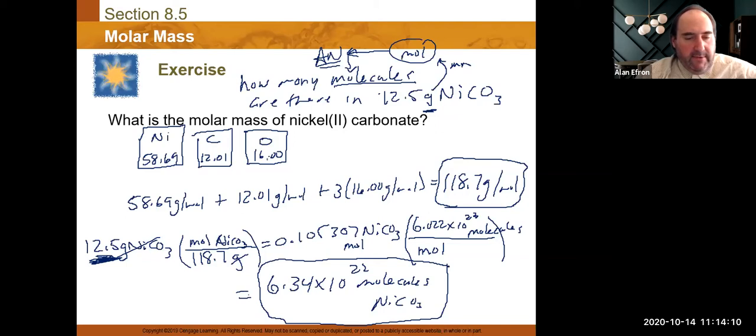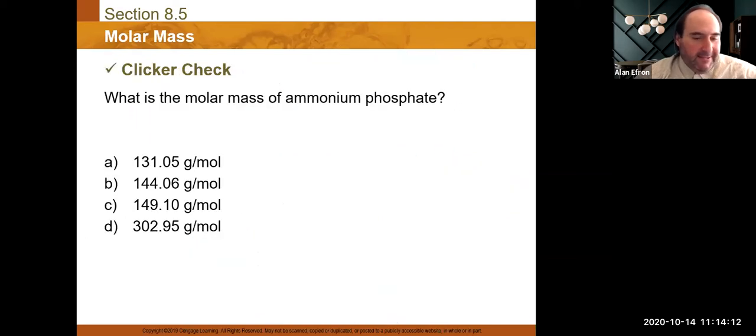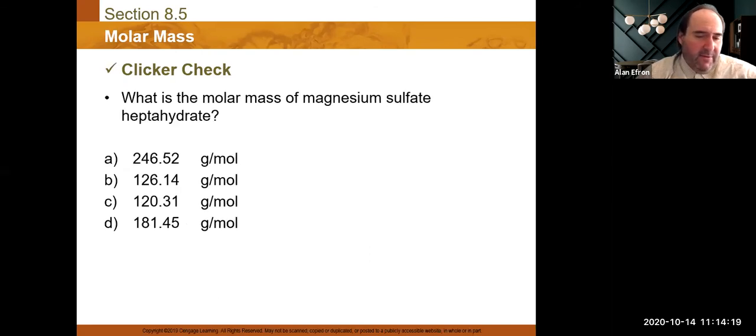Okay, then why don't you do this one? We'll actually just do what it asks. So just do the molar mass here of ammonium phosphate. Actually, we'll skip it. Let's do this one. Let's do what is the molar mass of magnesium sulfate heptahydrate? So why don't you do this guy? Magnesium sulfate heptahydrate. Let's see what you come up with.